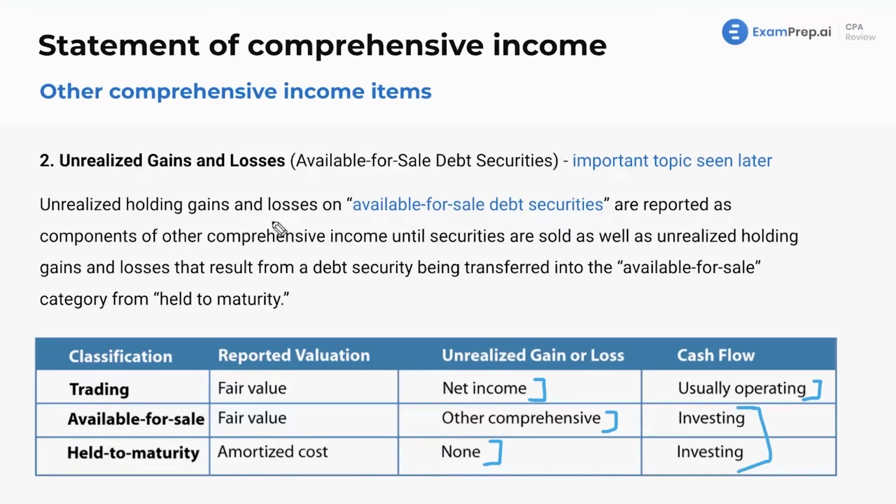Unrealized holding gains and losses on available for sale debt securities are reported as components of OCI until the securities are sold, as well as unrealized holding gains and losses that result from a debt security being transferred into the available for sale category from held to maturity. So if we transfer between these categories, well, those unrealized holdings go from no recognition to OCI.